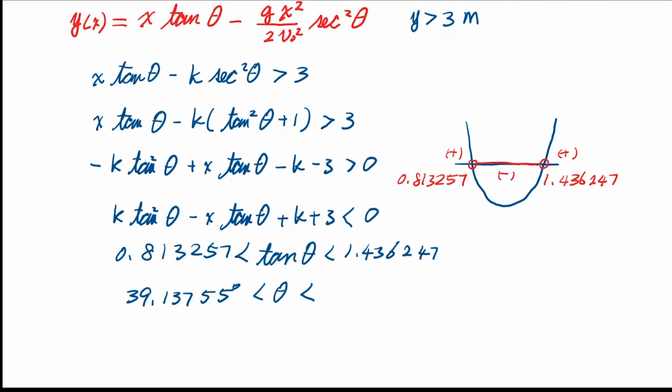39.13755 degrees here, and this becomes 55.15294 degrees. Wait a minute. From our simulation, we got about 40 degrees to 50 something degrees, right? This is remarkably accurate now, isn't it?